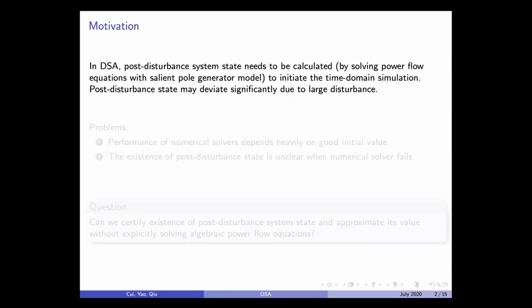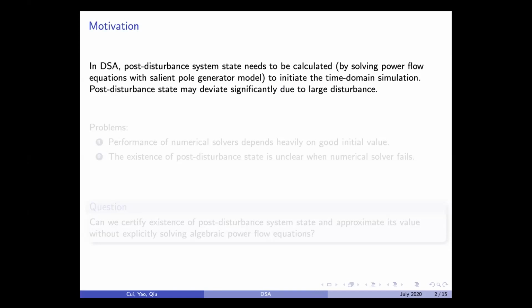So a few words on the motivation of the work. This work is motivated by some implementation issues in dynamic security assessment. In dynamic security assessment, one of the tasks we face is to compute the post-disturbance state in order to initiate the time domain simulation. And the state is determined by a set of algebraic power flow equations incorporating generator models and so on.